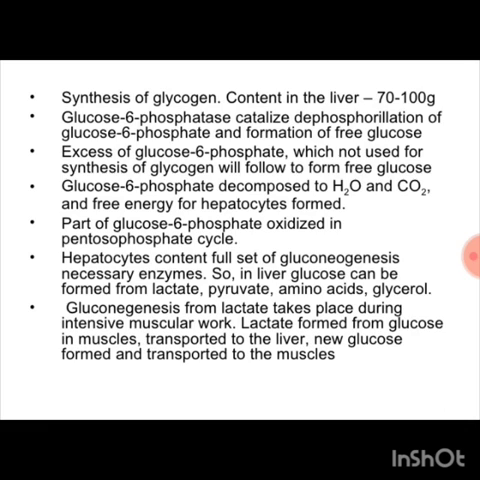Now the synthesis of glycogen, whose content in the liver is 70 to 100 grams. Glucose 6 phosphatase catalyzes the dephosphorylation of glucose 6 phosphate and the formation of free glucose. The excess of glucose 6 phosphate, which is not used for the synthesis of glycogen, will be converted to free glucose. Glucose 6 phosphate is decomposed to water and carbon dioxide and free energy for the hepatocyte.